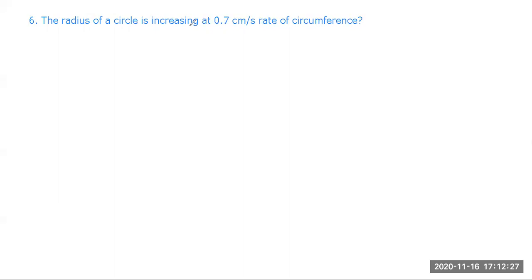Here he gave only one data, that is 0.7 centimeters per second. So the solution will be dr by dt equal to 0.7 centimeters per second. And he is asking for the circumference and the rate. So circumference, let's call it C, of a circle is 2 pi r. Circumference is 2 pi r.